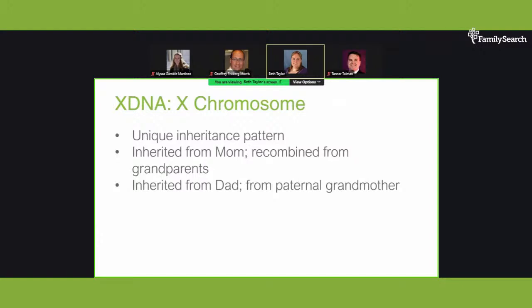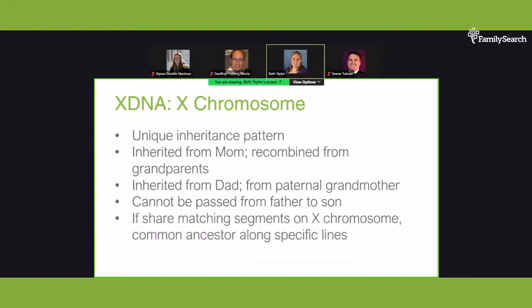However, if you have an X chromosome from dad, and remember that's only if you're biologically female, do you have an X chromosome from dad? Because if you're biologically male, you got a Y chromosome from dad. Then that X chromosome cannot have come from your father's father, because that's a Y chromosome line. So it had to come from your father's mother. So if you have an X chromosome from dad, it comes from your paternal grandmother. So that's why we get this unique inheritance pattern, because xDNA is never passed from father to son.